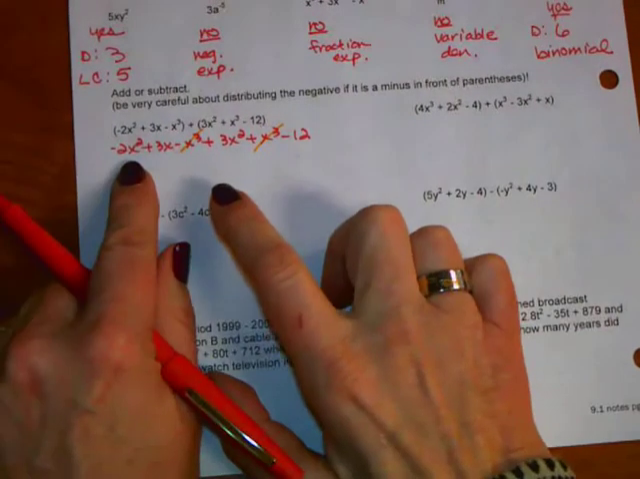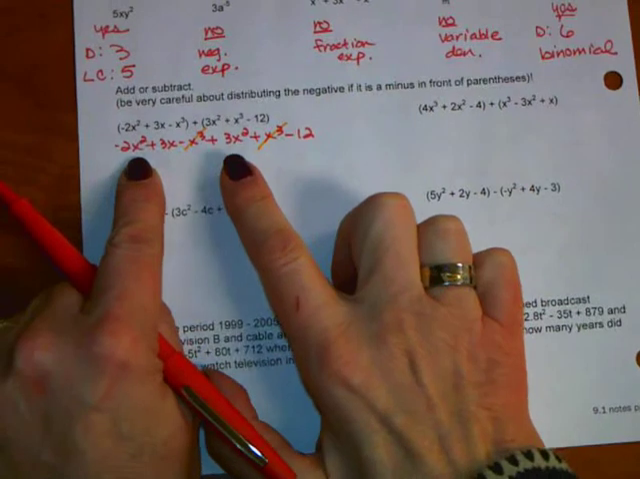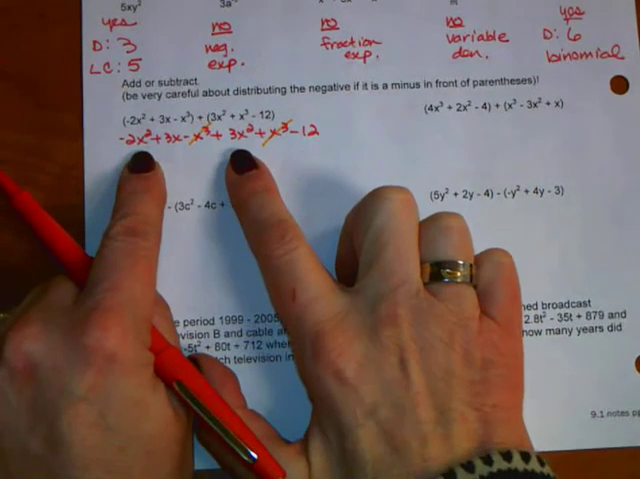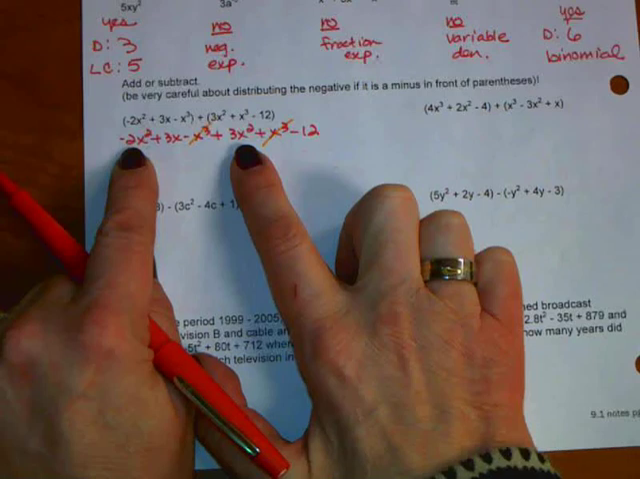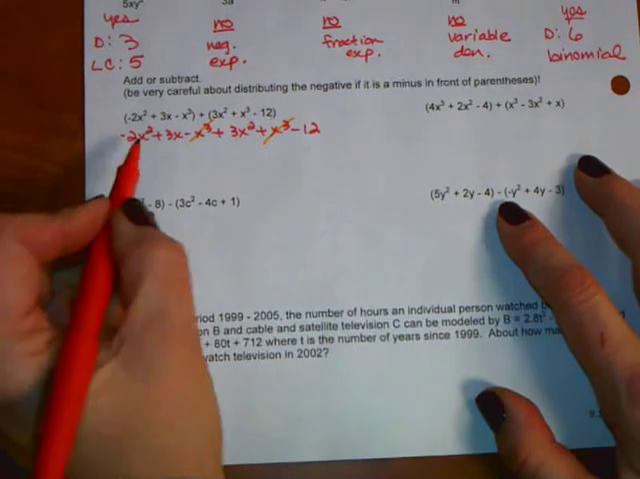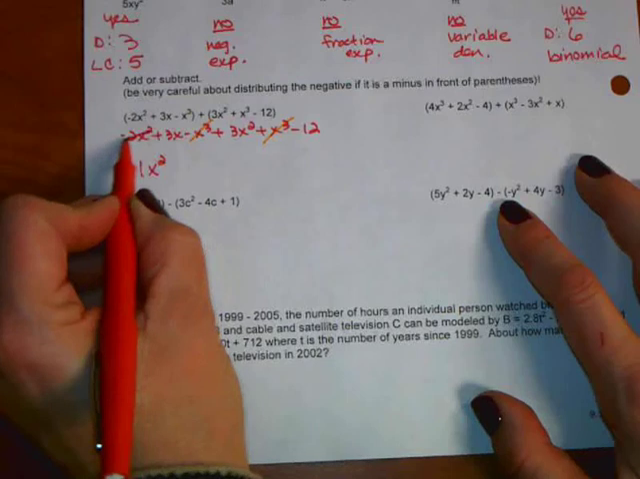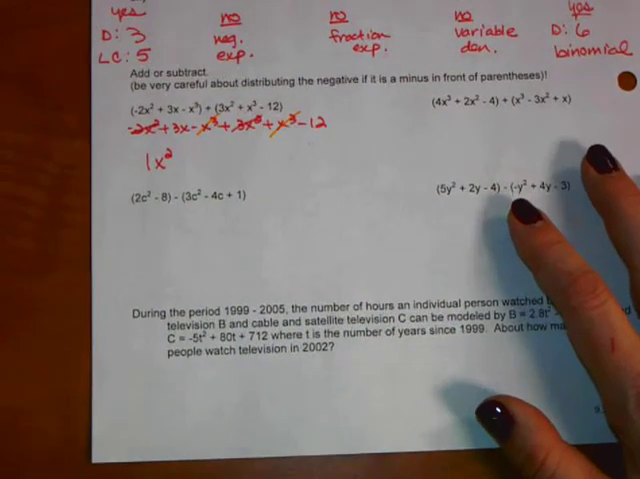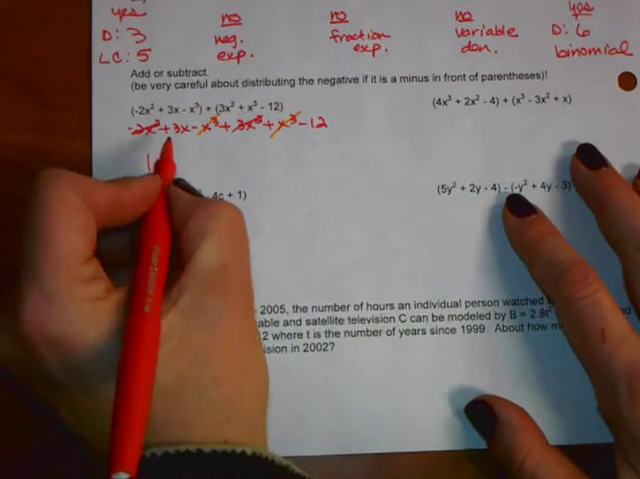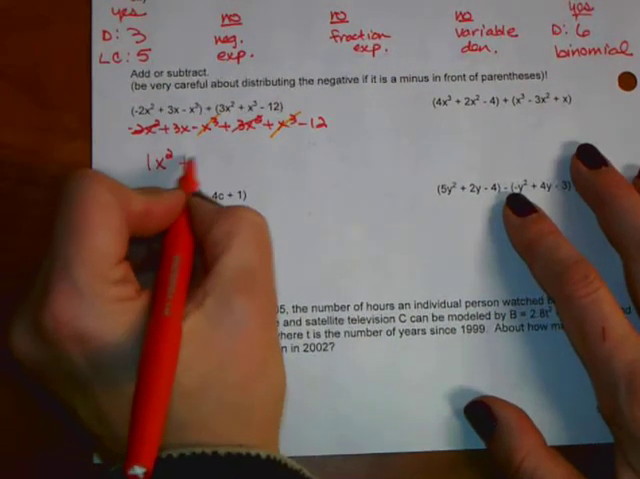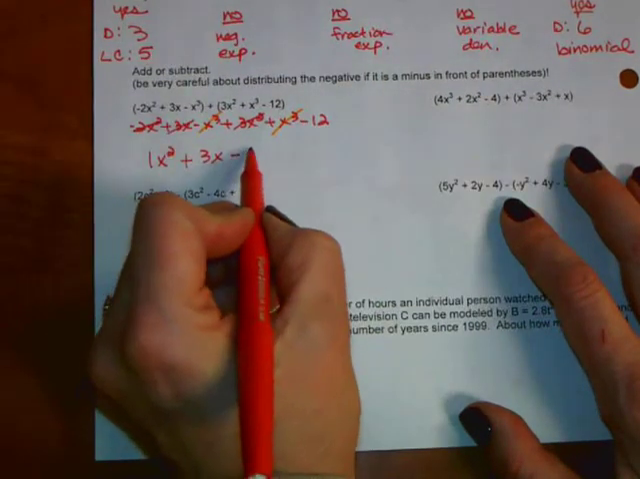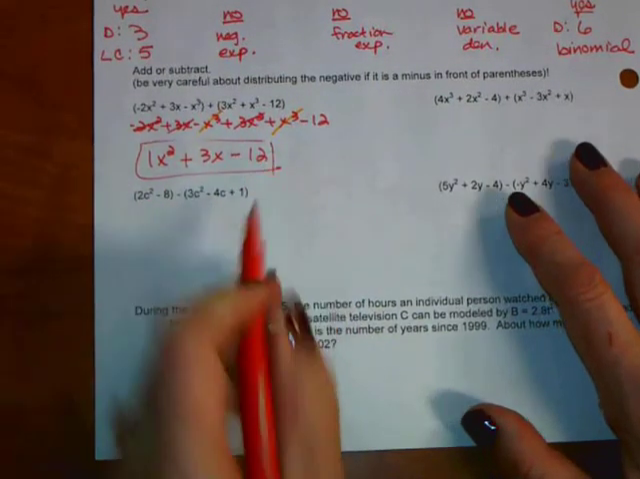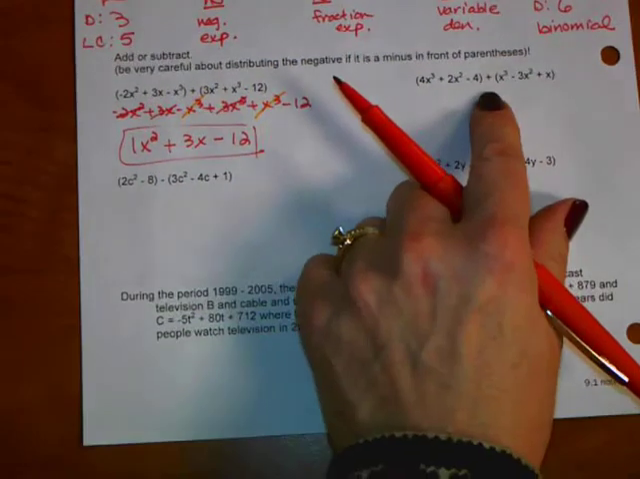Okay, now let's go to the squared. Is there another squared? Right here. They're exactly the same terms. So negative 2 plus 3. How many x squareds do I have? 1x squared, right? You can write the 1 or not. It doesn't matter. And then I have a 3x, which would be next, and there's nothing else to combine that with. And then I have minus 12. So I've done that. I want you to try this one.